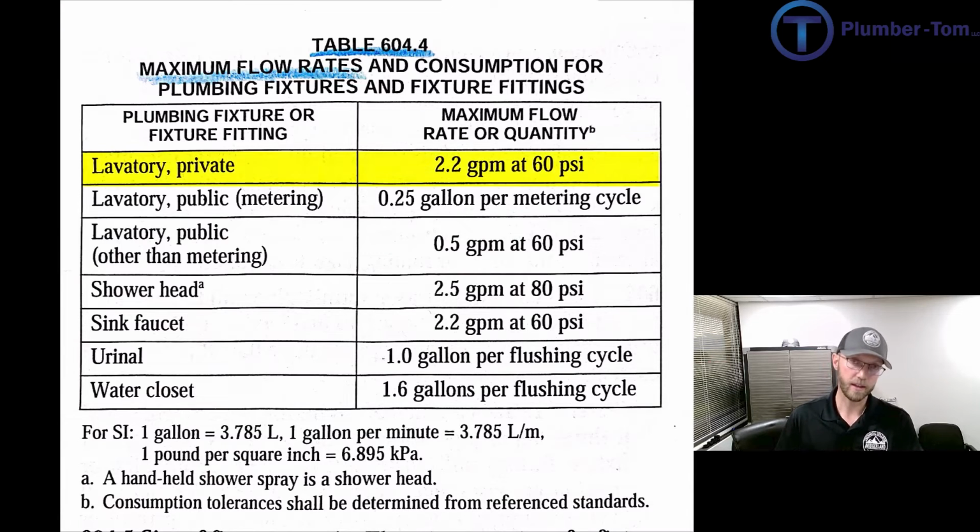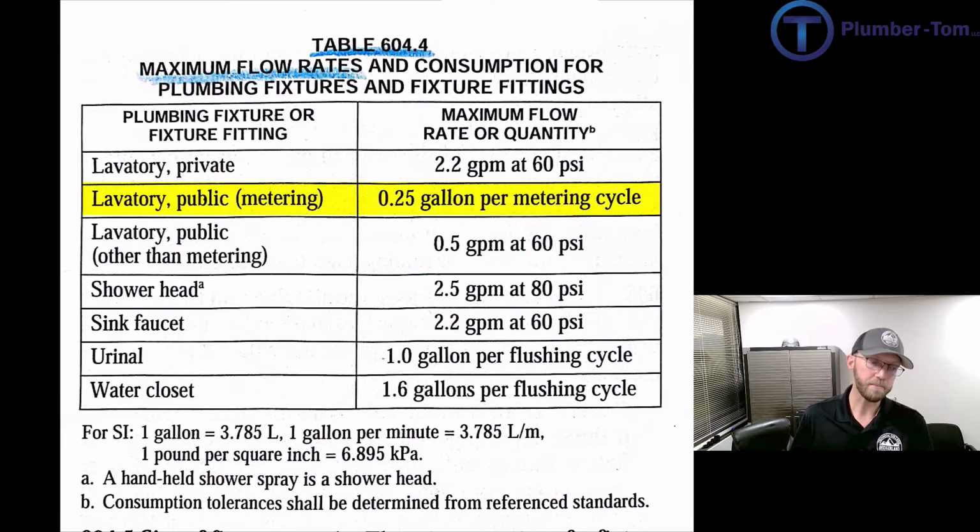That said, the shorter list here says lavatory private, you can have 2.2 gallons per minute at your sink at 60 psi. But when you get into public, and this becomes important for anyone who's doing commercial work and installing, public lavatory other than metering, 0.5 gallon per minute at 60 psi. That's like a quarter of the amount of water being delivered from a residential or private lavatory to a commercial. How do they do it? Well, once again, it's the aerator most of the time, and you can swap out aerators. You can put in an aerator that will restrict that to 0.5 gallons per minute.